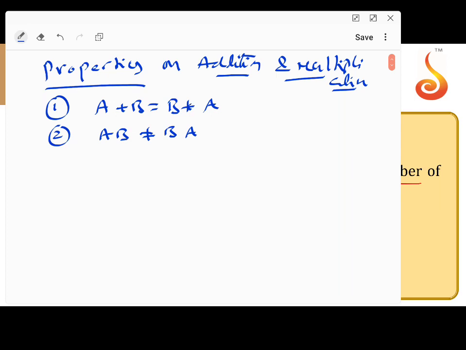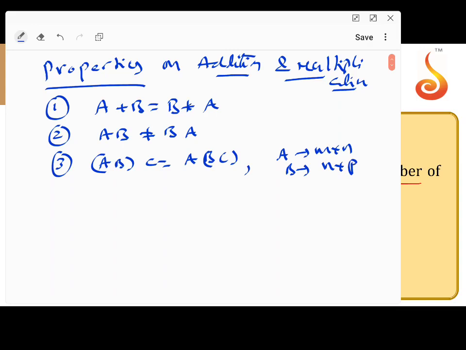Only in certain cases it will be commutative, which I will explain. And associative, AB into C equals A into BC. Here A is M by N, B is N by P, and C is P by Q matrix. If you want to find AB, the number of columns in the first matrix should be the same as the number of rows in the second matrix. If you want to multiply B and C, this must also coincide. Then only multiplication is possible. If square matrices are of the same type, you can multiply directly, but for matrices of different orders you must check the condition.